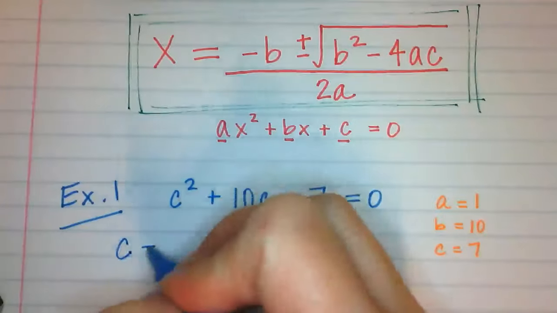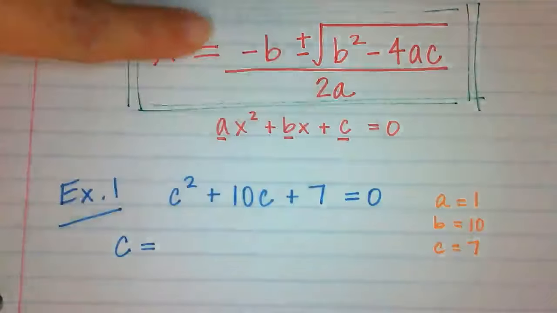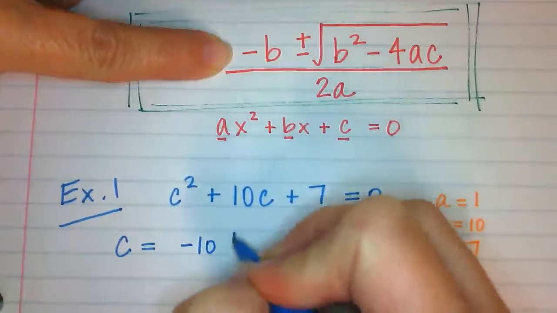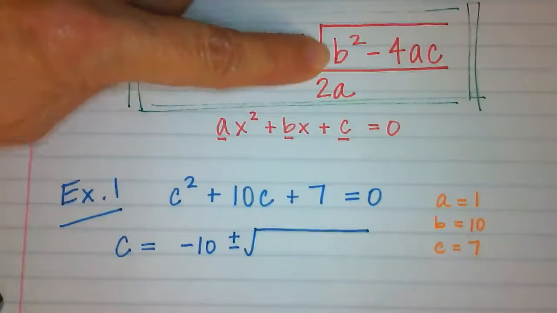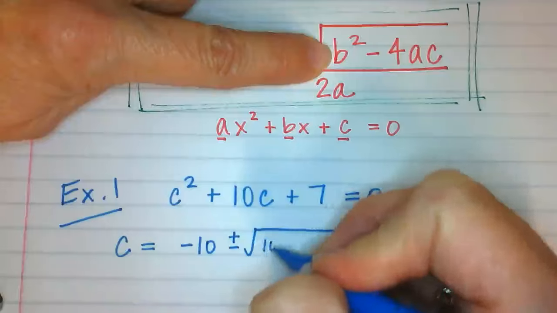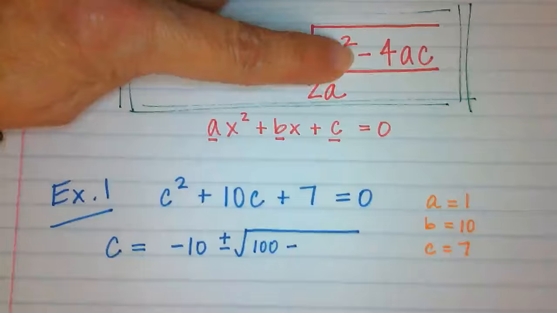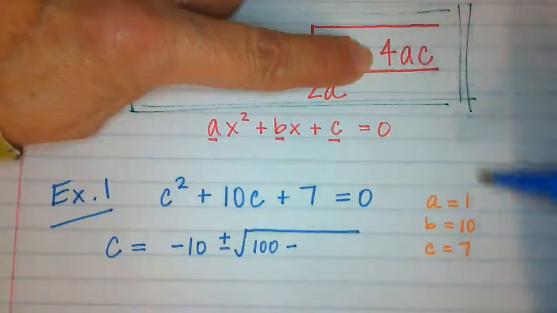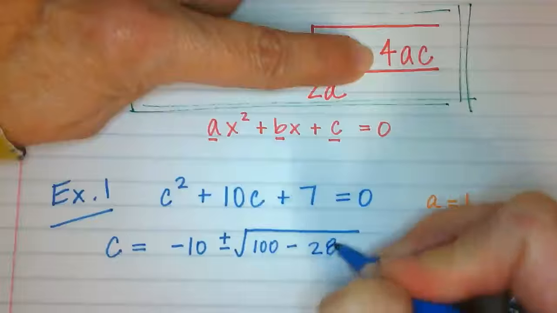Now, to figure out what c is, I'm just going to follow the formula along using these values. So negative b is going to be negative 10. Then we have plus or minus the square root. We need b squared, so b squared would be 10 squared, which is 100. And then minus 4ac means I need to multiply 4 times a times c, so 4 times 1 times 7, which is 28.